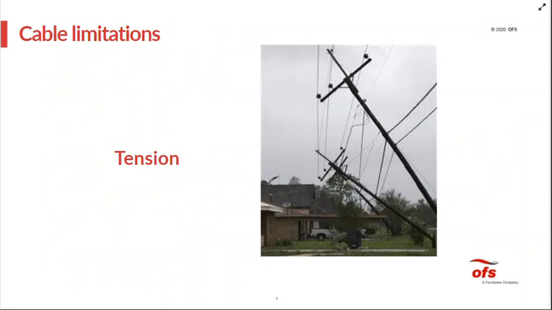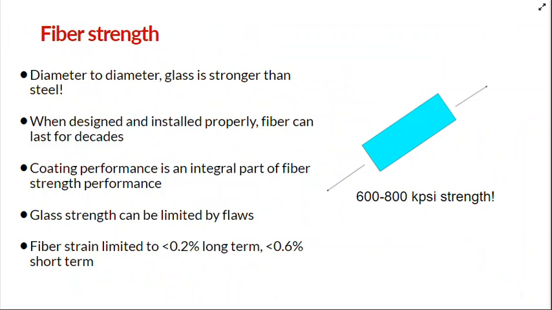So some limitations, and these are some fundamental limitations that drive these do's and don'ts. And one of the first ones, certainly, is tension. And with fiber, it is, I think, reasonably well known now that glass fiber of this diameter is stronger than steel. And certainly, when designed and installed properly, fiber can last for decades, and we have seen that. So we're at the point now with commercial deployments of fiber into its fourth and fifth decades.